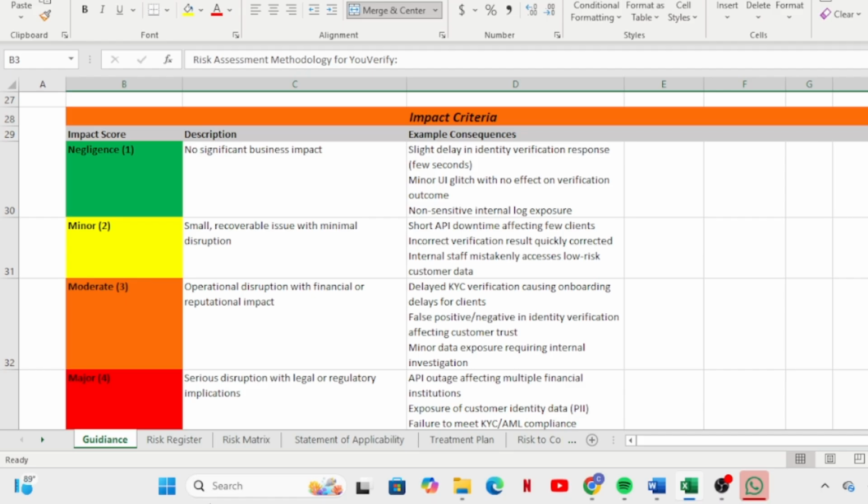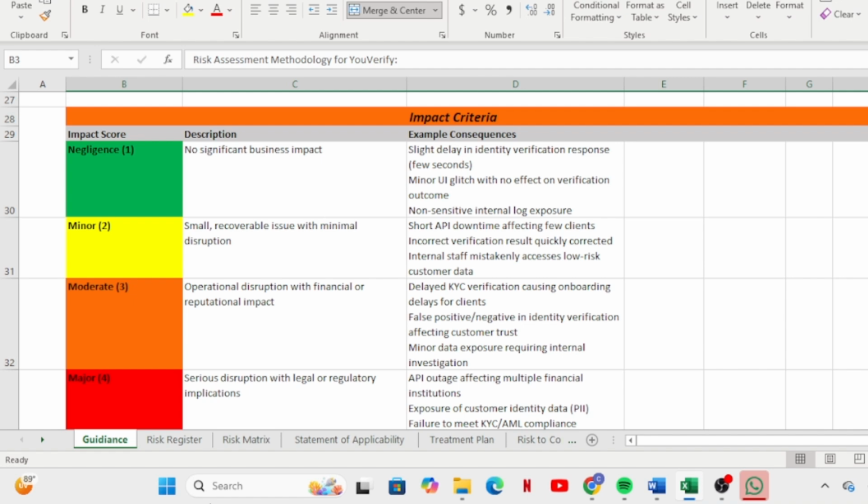But before then, a quick run-through of Youverify and what they do. Youverify is a digital identity verification and compliance solutions company that helps businesses perform secure customer onboarding, know your customer, anti-money laundering checks, and fraud prevention through API-driven verification systems. Because the organization handles sensitive customer data and operates within a highly regulated environment, effective risk management is essential to maintaining security, compliance, operational resilience, and customer trust.